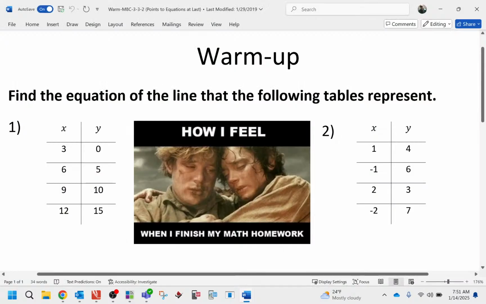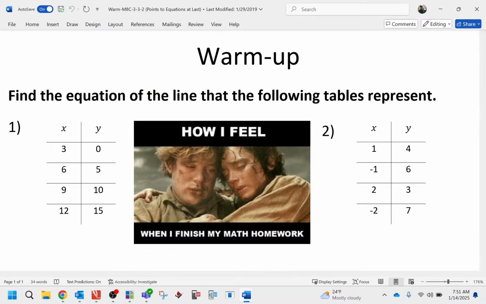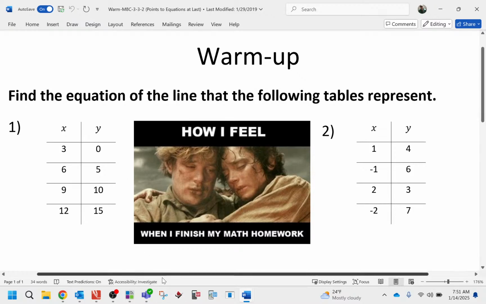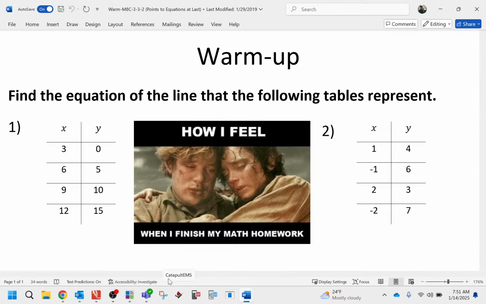Here is your warm-up. Go ahead and find the equation of the line that the following tables represent. This is from before the break, so I totally get if you're not feeling 100% on this, so let's see what we can do. Pause the video, see if you can remember how to do this, and then unpause because we're just about ready to go.